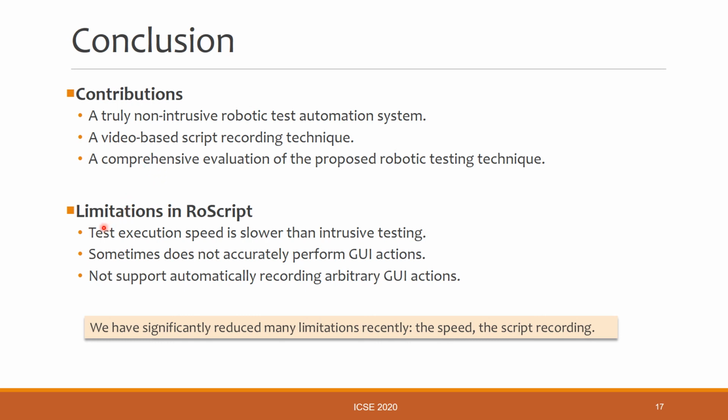There are still many limitations in RoScript. First, its test execution speed is slower than intrusive testing. Second, sometimes RoScript does not accurately perform GUI actions. Besides, RoScript does not yet support automatically recording arbitrary GUI actions. Actually, we have significantly reduced many limitations recently, and we will continue to improve RoScript in the future.